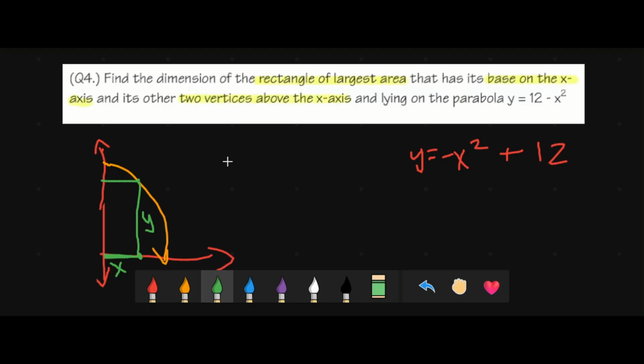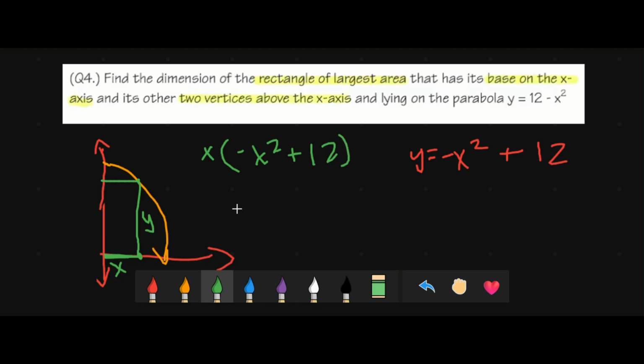So what we're trying to find is the maximum value of the area while having a positive value for x and a positive value for y. So you can say x times y over here must be equal to, well, it's not equal to anything. We're trying to find the largest possible value for it. We know the value of y here is negative x squared plus 12, right? So we're trying to find the maximum possible value for the expression over here.